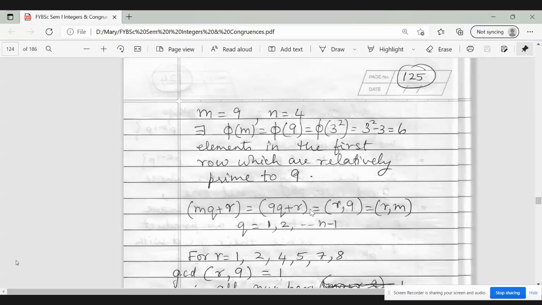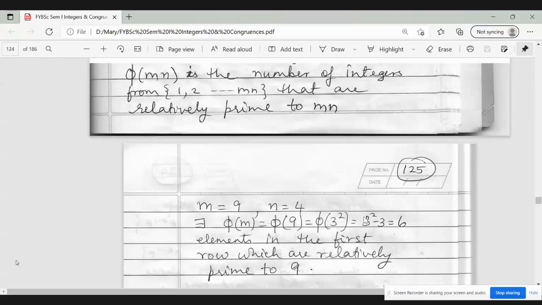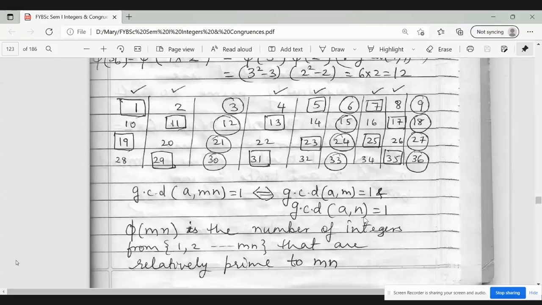So M is 9. So what happens? GCD of all these numbers with M is the same as GCD of R with M. And if the GCD is not 1, what will happen? Look at the circled numbers. Now if these GCDs are not 1, then all these numbers MQ plus R, see, this is M, next will be M plus 1, M plus 2, M plus 3. So this is some MQ plus R. GCD of this number with 9 also will not be 1.